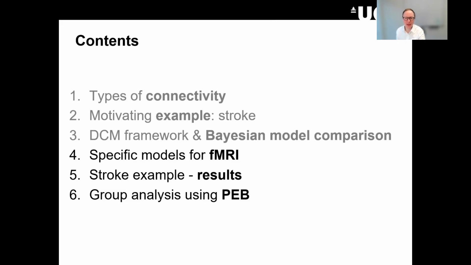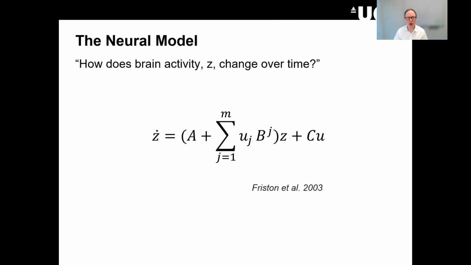Okay, now let's talk about the specific models for fMRI, because everything I've said so far has been quite generic. Let's now get into specifics about fMRI. So here's what we're going to arrive at. This is the neuronal model that's used in DCM for fMRI. Remember, the neural model asks the question, how does brain activity Z change over time? That may look a little complicated, but we're going to go through it and it's all going to make intuitive sense.